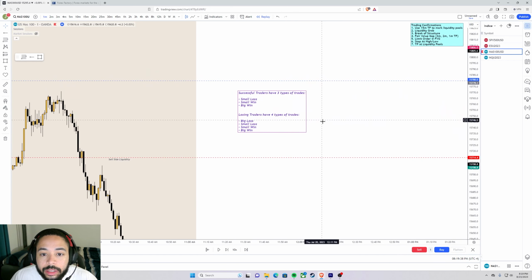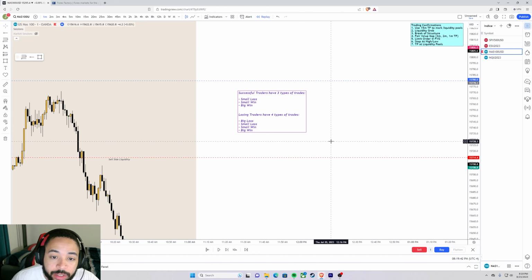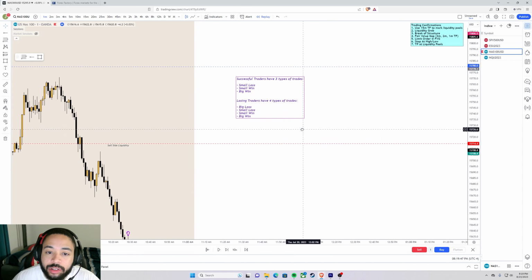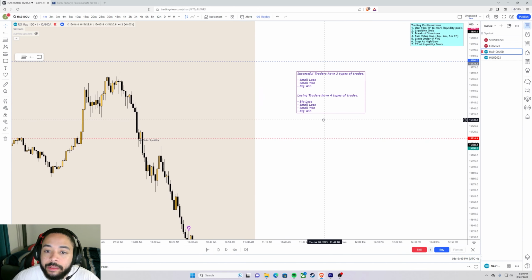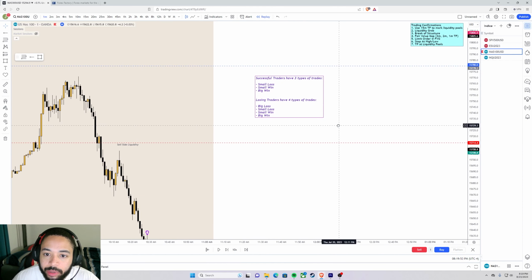So the difference between a successful trader and a losing trader, right? The only difference between the two is that the losing trader allows themselves to have big losses, while successful traders don't allow that, right? Because they follow proper risk management. They know exactly how much they're risking. They're following the trading plan, the strategy, and they're following it to the T.